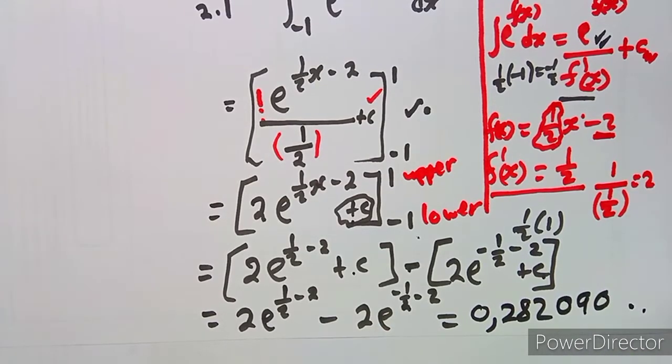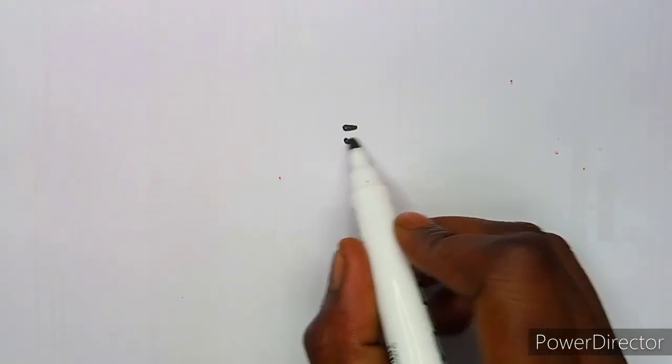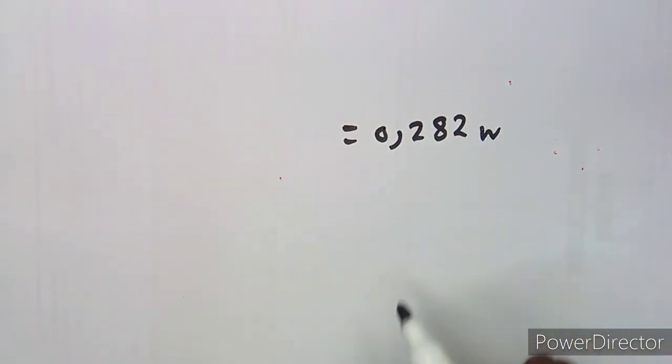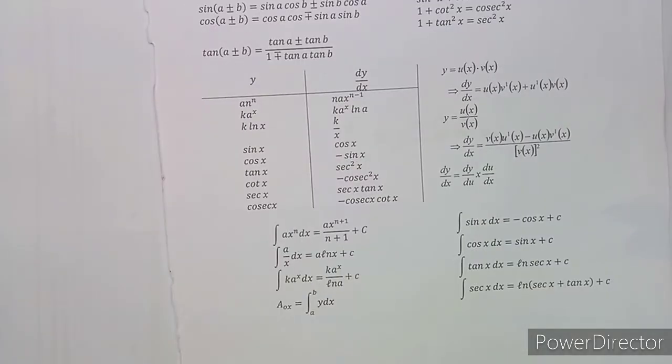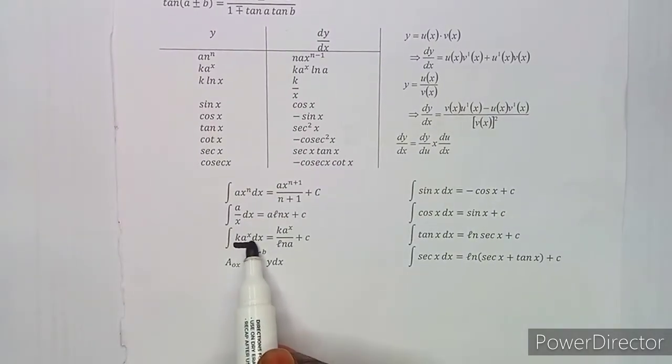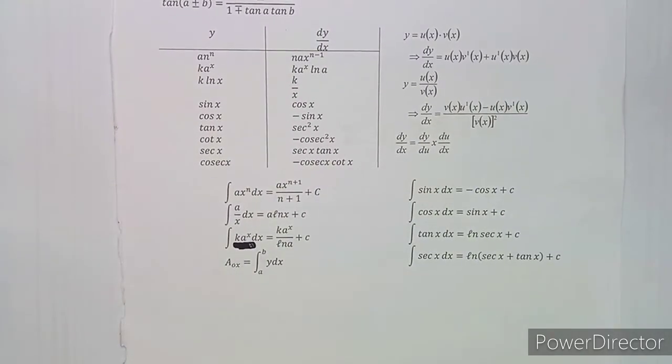So we are obtaining 0.282 something like that. All right, so if you round off to 3 decimal places, it can be 0.282. So that is the integral of what we were given there. So as you can see, guys, maybe you wanted to apply from your formula sheet here. There is this formula here. Maybe you wanted to apply it. Yes, you can do that.